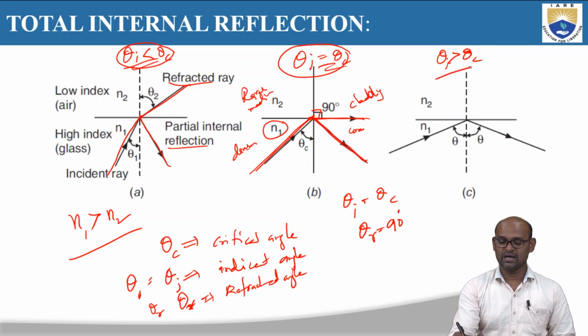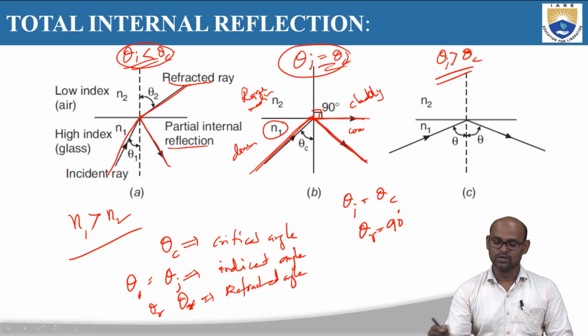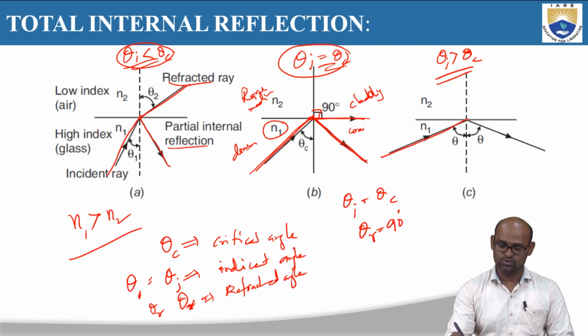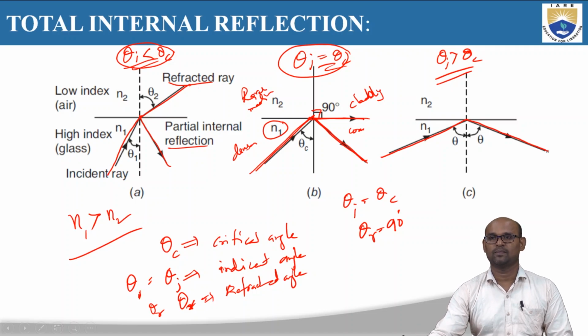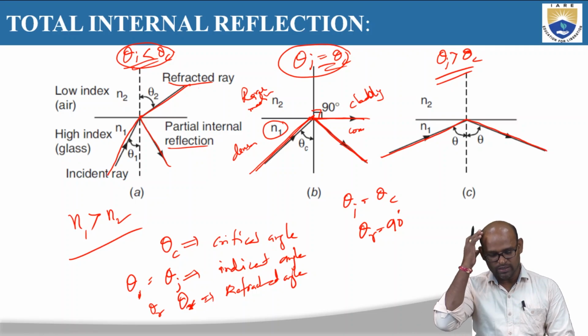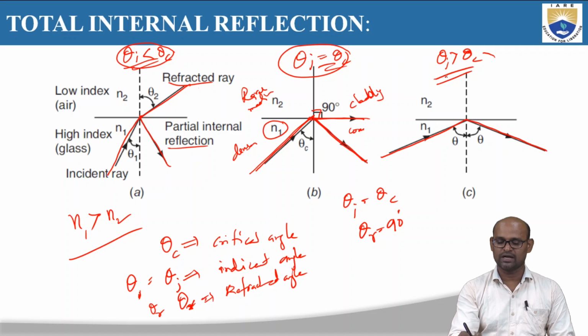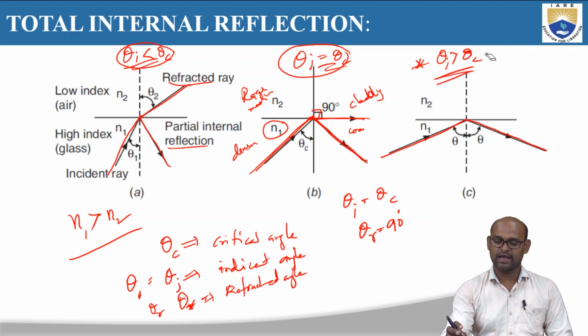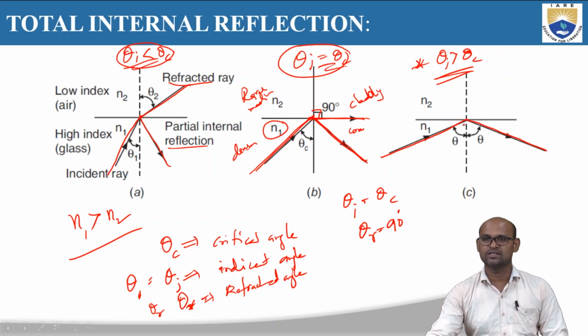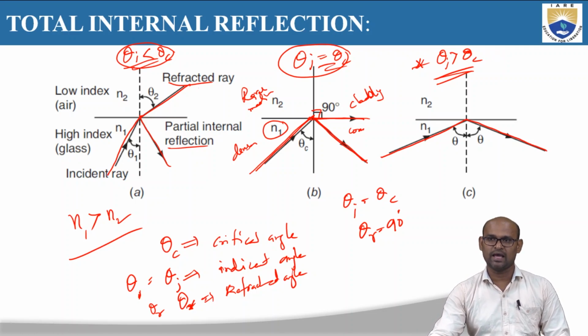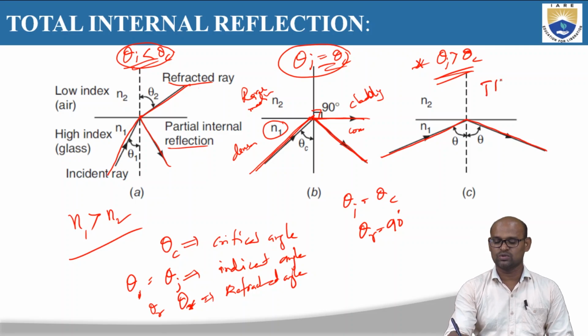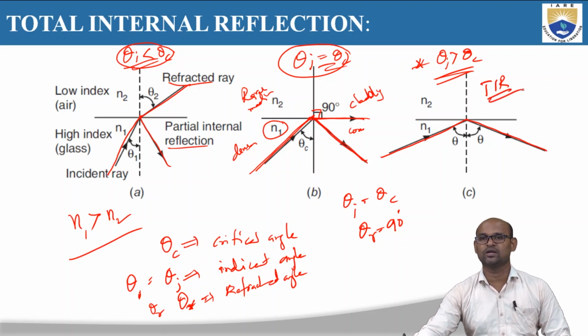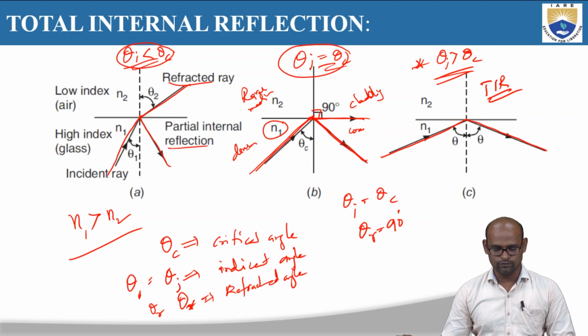Okay, but when theta i is greater than theta c, we will see the launched light undergoes total internal reflection. So for the light to undergo total internal reflection, we need this condition. That is, theta i, the angle of incidence, must be always greater than the critical angle. Only then we will have this total internal reflection. That is required for the light to propagate through optical fiber with low loss of signal.